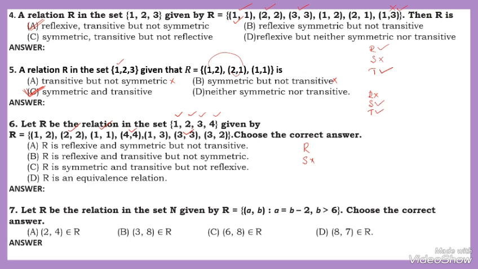Okay. Hence, again (1,3) is there, (3,1) is not there. (3,2) is there, (2,3) is not there. That's why the symmetric property does not hold.